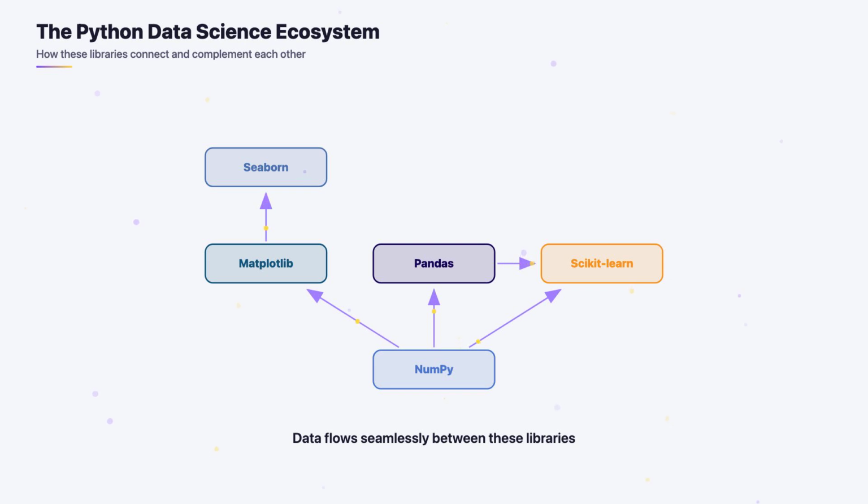Matplotlib provides the base plotting engine. Seaborn builds on top of Matplotlib, adding beautiful statistical visualizations. And scikit-learn uses NumPy arrays and Pandas data frames as inputs for machine learning. Data flows between these libraries seamlessly. You load data with Pandas, process it with NumPy operations, visualize it with Matplotlib or Seaborn, and then feed it into scikit-learn for modeling. This interconnected ecosystem is one of the biggest reasons Python dominates data science today.